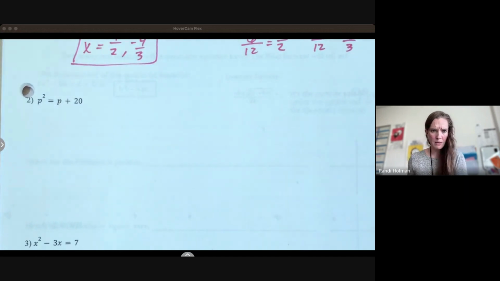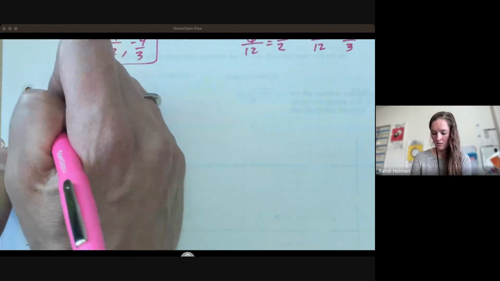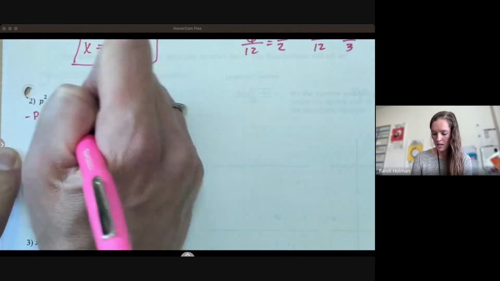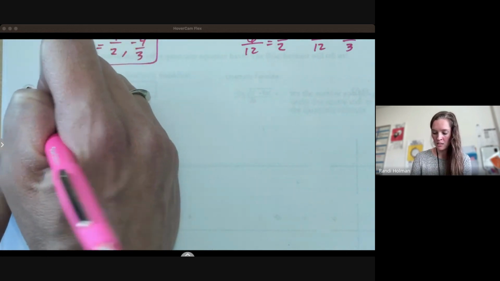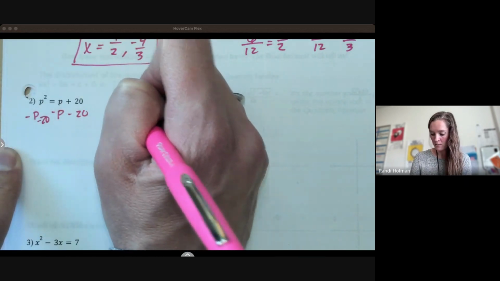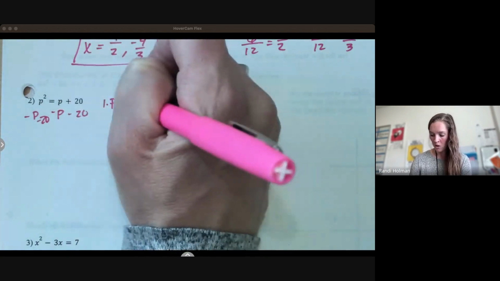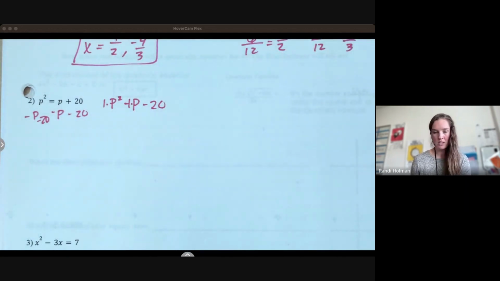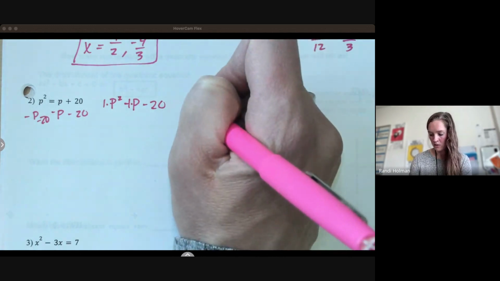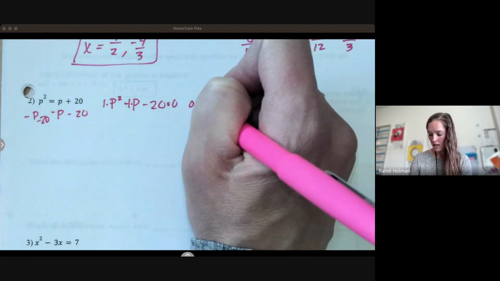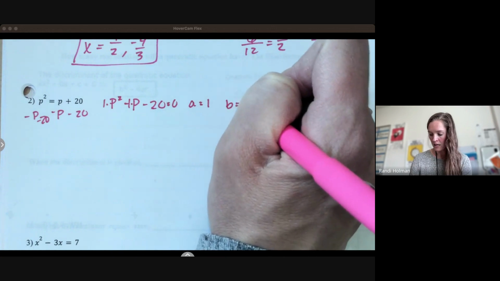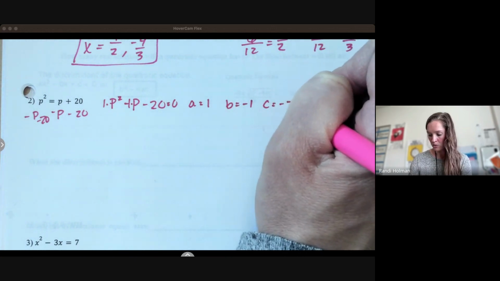So first thing, we need to be in standard form. This is not in standard form, so I'm going to subtract p from both sides and subtract 20 from both sides. So I get p squared minus p minus 20. Don't forget, I can always put a 1 out here, so that's a little clearer what a, b, and c are. So a is 1, b is -1, and c is -20.